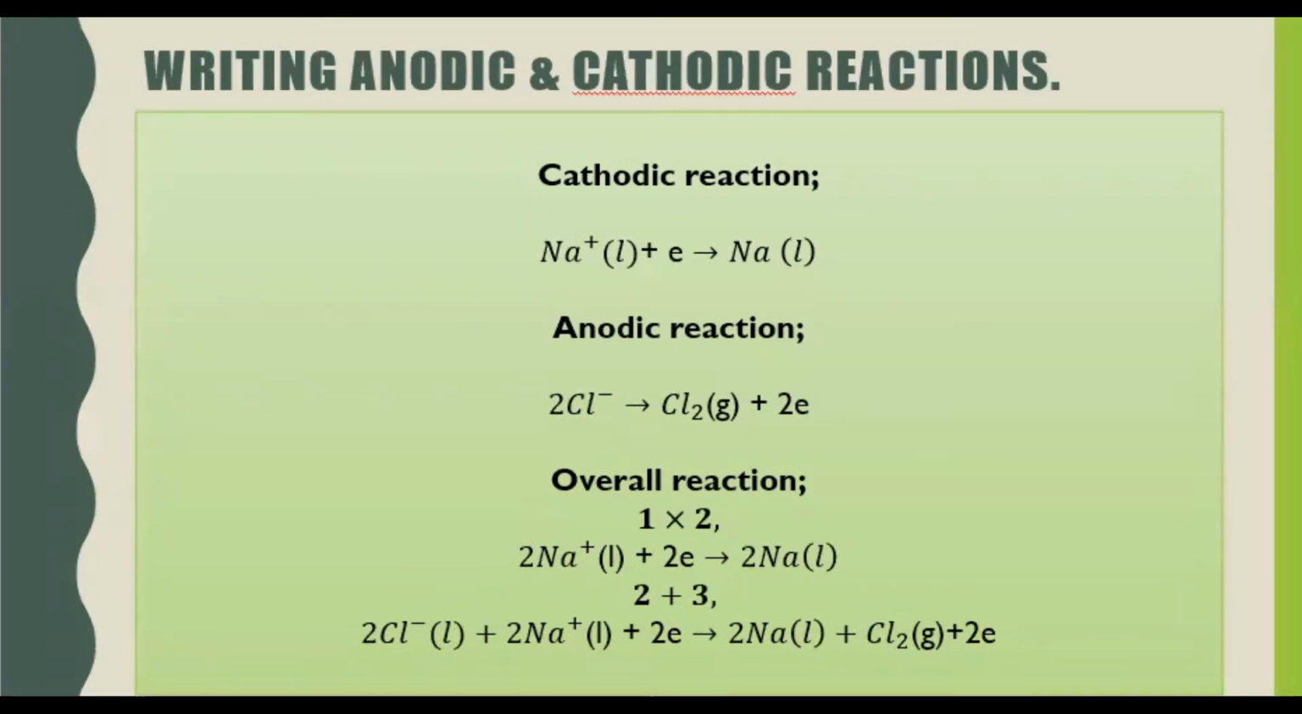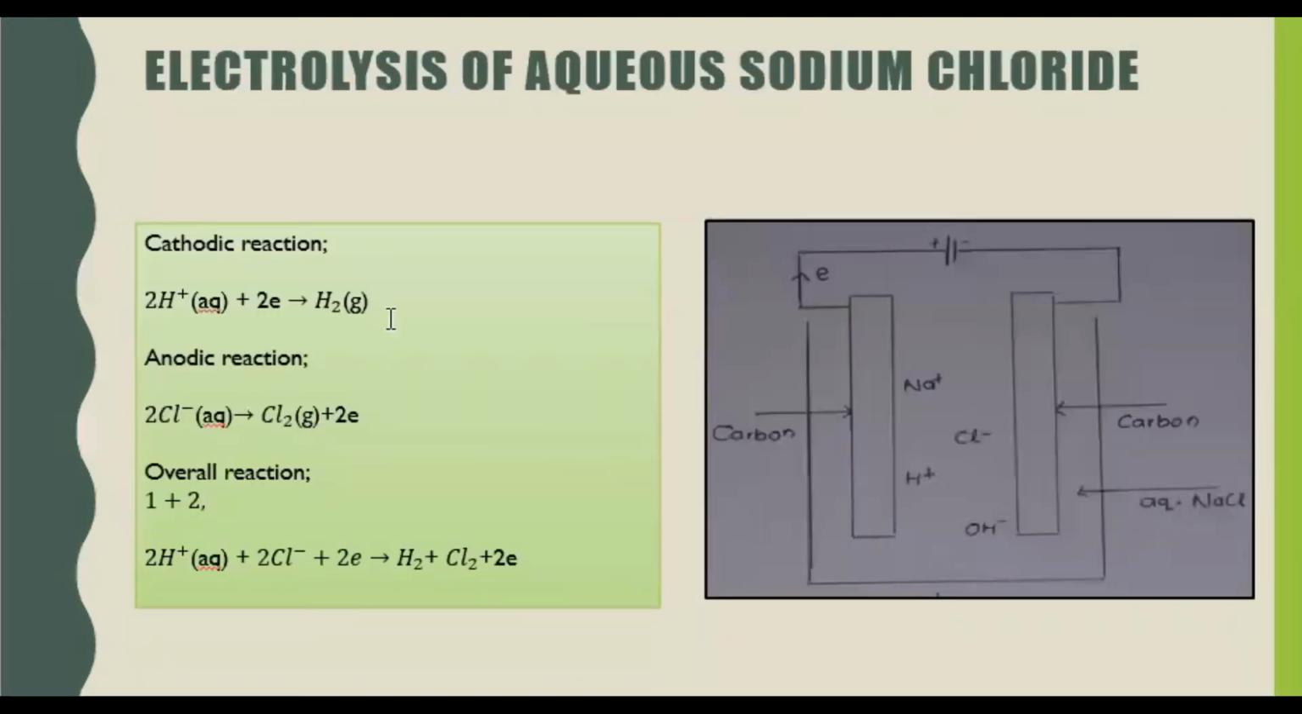Let's come to the next slide. The next example is electrolysis of aqueous sodium chloride. Here we are using aqueous sodium chloride. Because we are using aqueous sodium chloride, aqueous means water is also present here. Sodium chloride will break into 2 as sodium plus and Cl minus, and aqueous means water is present. Water will break as H plus and OH minus.